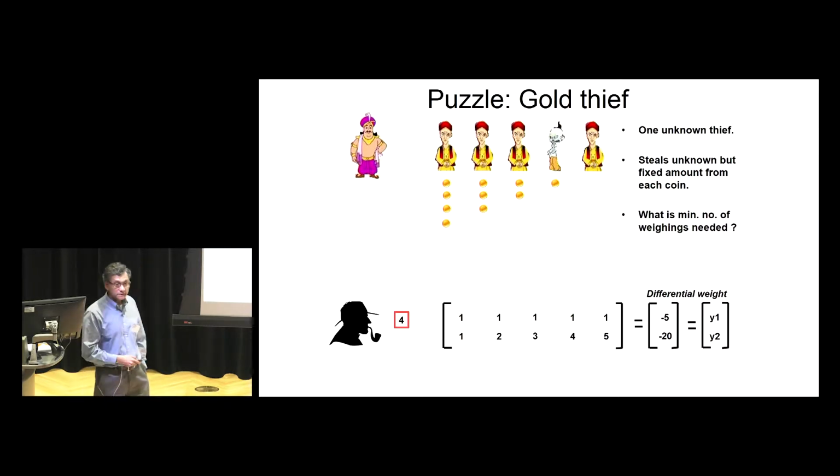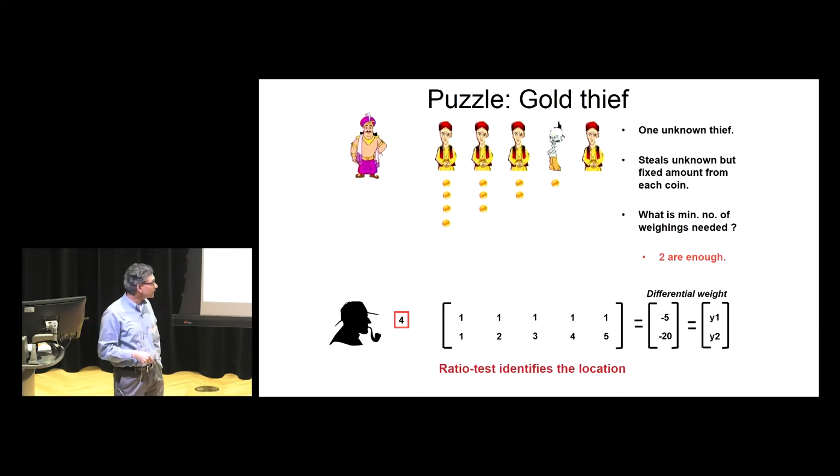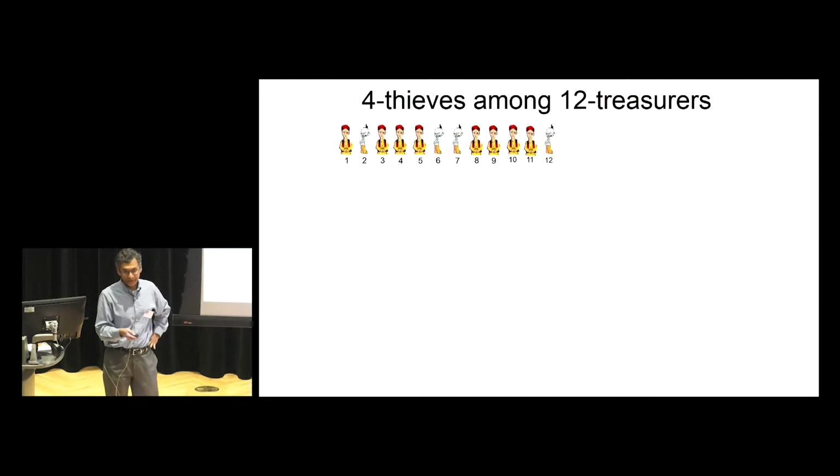So the 4th guy is the thief. And so 2 weighings are enough, and the ratio test identifies the location, and of course, you know the values as well. So this example is actually one of the key insights behind all the stuff I'm going to describe in different forms. But if you understand this example, you're done. Okay, so this is kind of the main thing. So it's very simple, is what I'm saying.